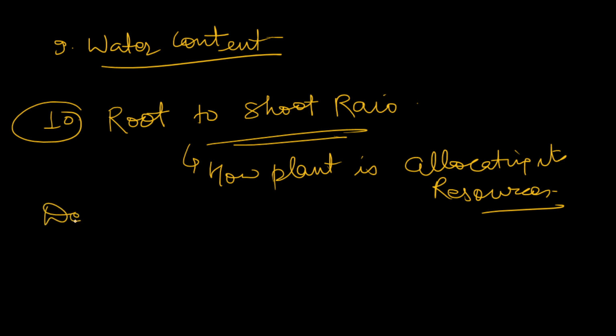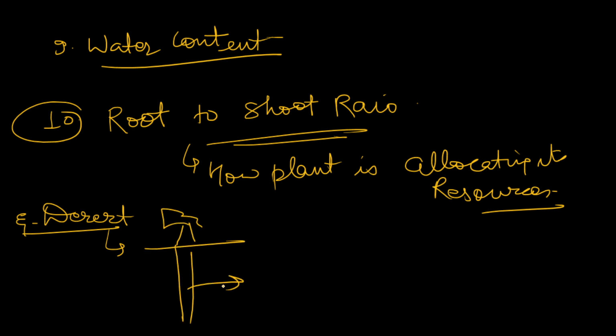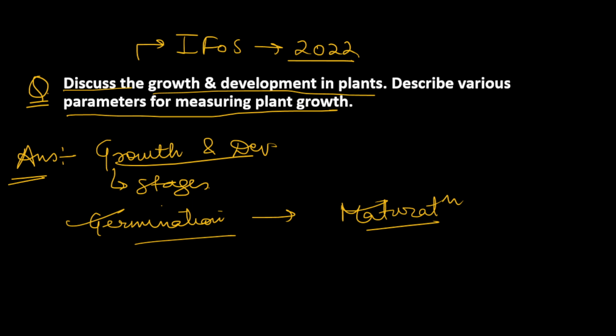Suppose you are going to desert areas. I'm giving this as an example. You will find that in the desert the shoot will be very short, but the roots are very deep because they have to adapt to the arid conditions there. So that is how plants adapt to different environments. And by measuring root to shoot ratio, you can also have a good insight into the growth of plants. So these are some of the parameters through which we can measure plant growth and development.